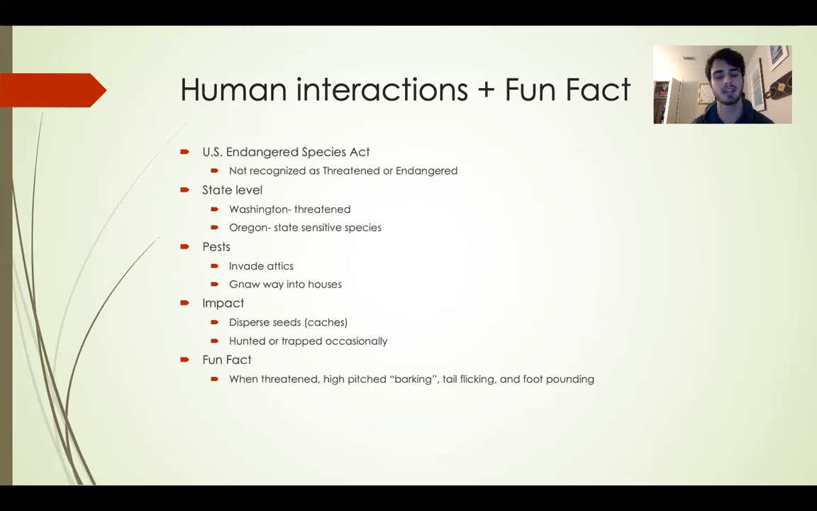Considering their potential for a positive impact on the environment, or humans as a species, they're really important for dispersing seeds. They have these seed caches, and a lot of them remain in the environment. And again, there are a lot of animal species that are essential for dispersing seeds. Squirrels are just one of the many, I suppose.